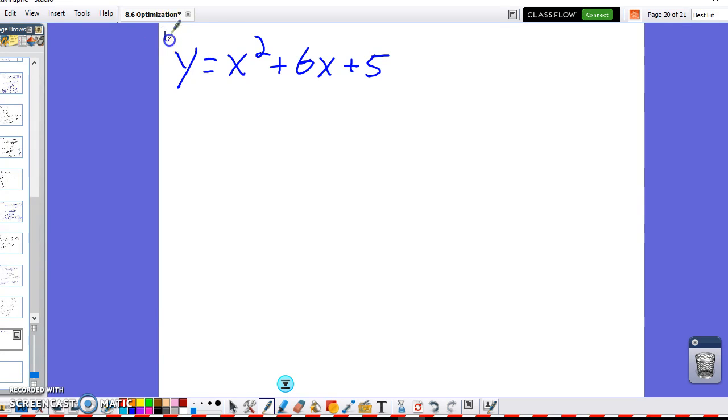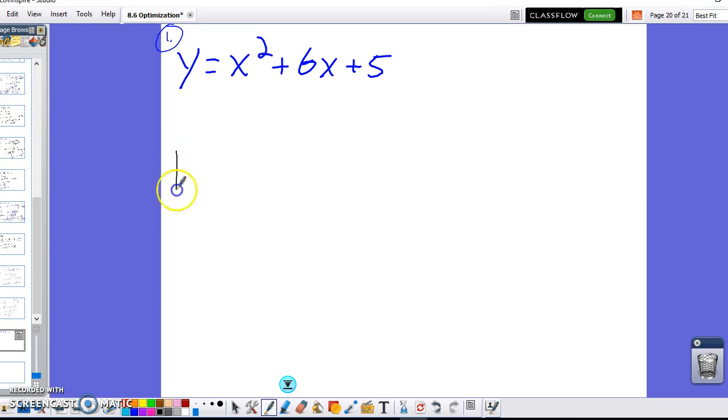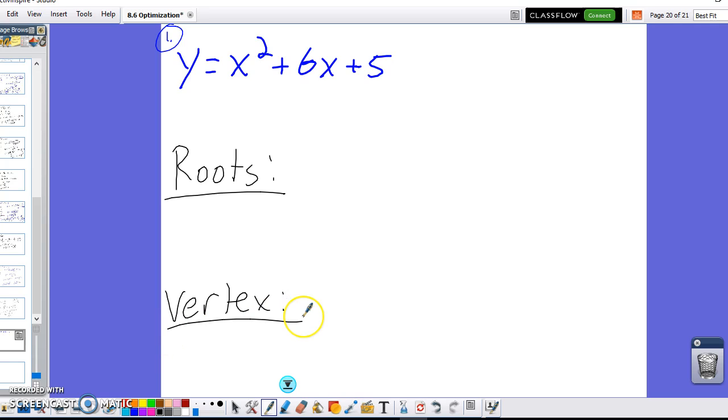So on the board is number 1, or on your screen is number 1. I need to find two things in order to be able to graph these. First thing I need to know is the roots. Second thing that we're going to find in a little bit will be the vertex. Finding the roots, I have essentially two options. There's a third, but we're going to focus on two options. I can factor, or I can use the quadratic formula.